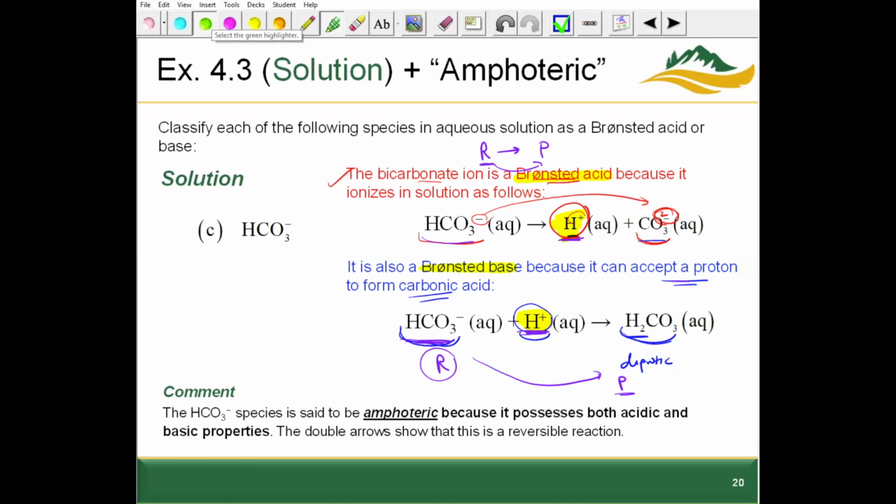This is a definition you might see in your book, so just something to note. This HCO3- species is considered amphoteric because it possesses both acidic and basic properties. Amphi meaning both, like an amphibian can be on both land and in water, so it can live in both land and water. So amphoteric, it can possess both acidic and basic properties. So if you see that word, that's where that comes from.